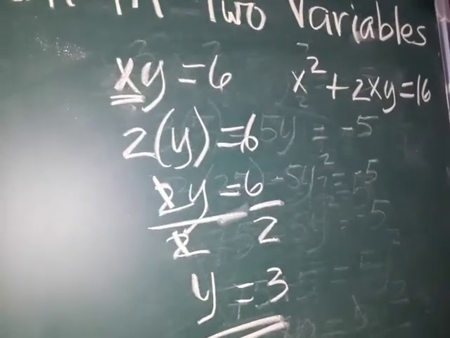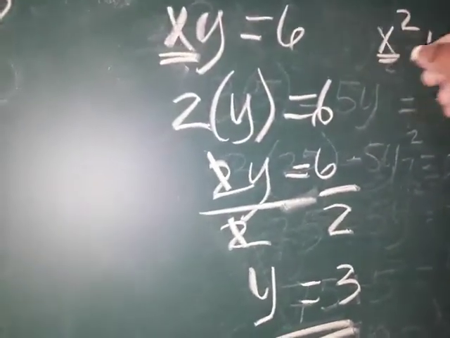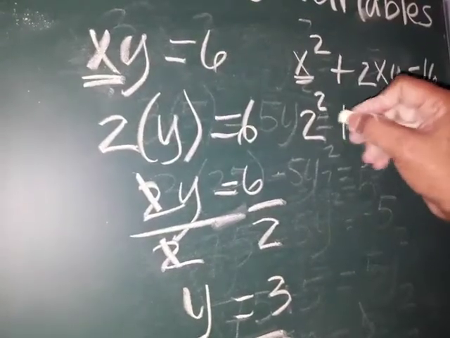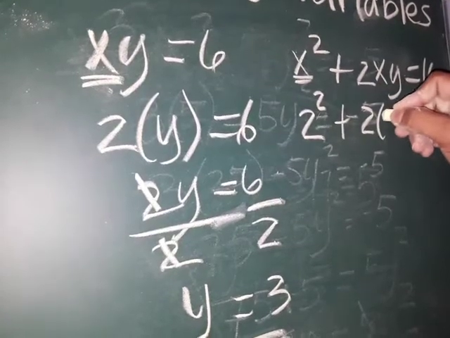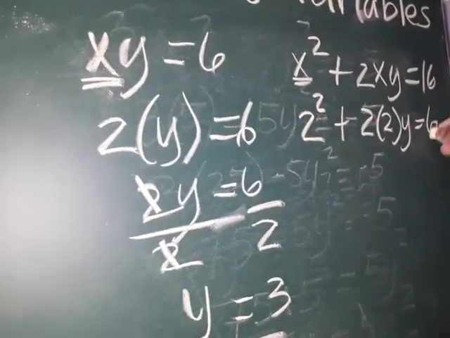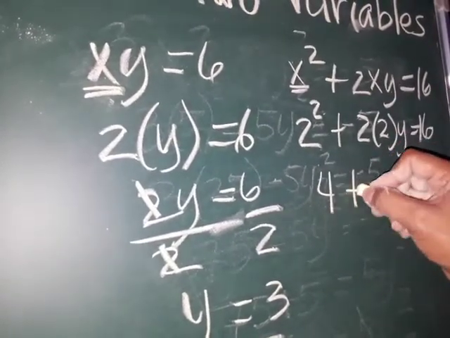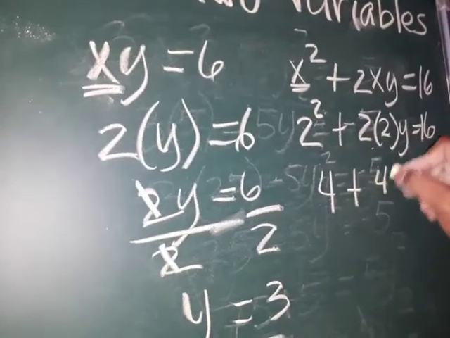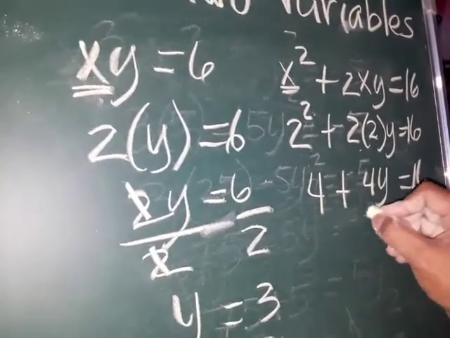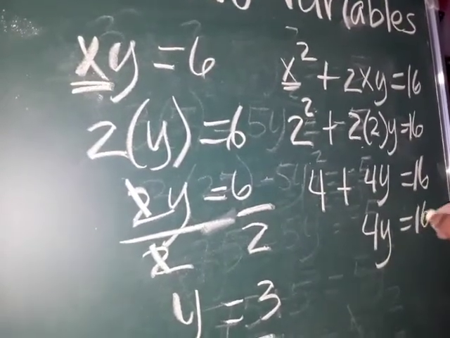So our x is 2. Just change this one: 2 squared plus 2, x is 2, copy y is equal to 16. Then 2 squared is 4 plus 2 times 2, 4y is equal to 16. So copy 4y is equal to copy 16.